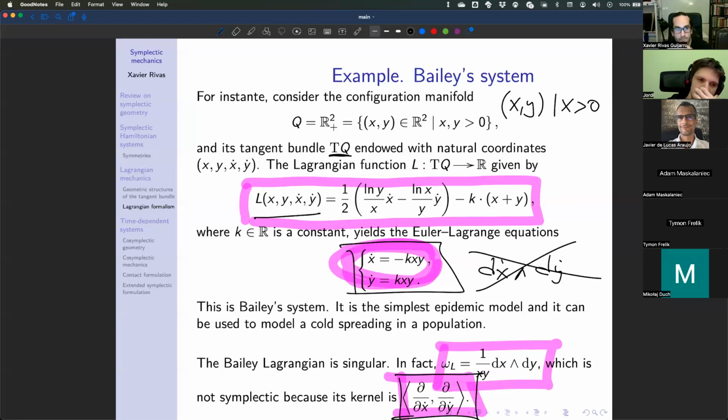Indeed, you can see that in these Lagrange equations of first order you wrote, you will have a certain equilibrium point at 0. And at 0, this is not well defined because you don't have a Lagrangian at 0, okay?